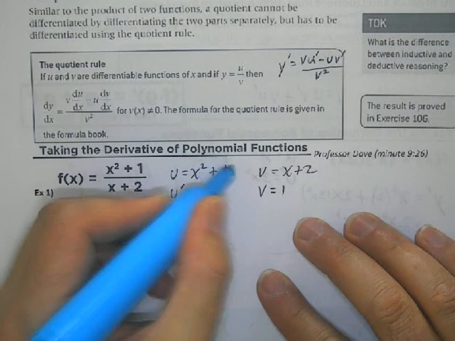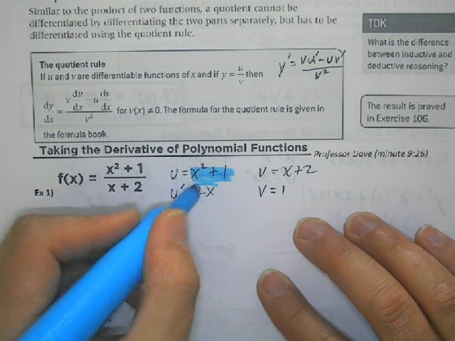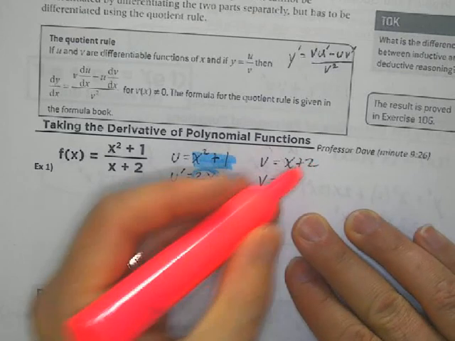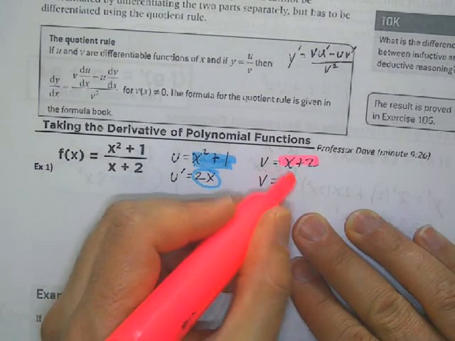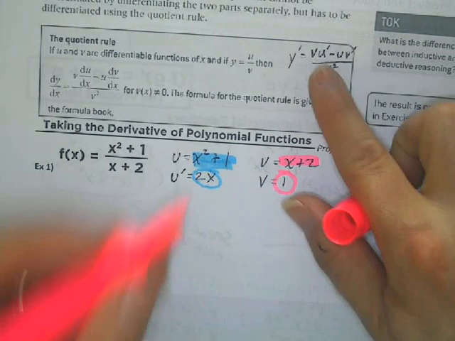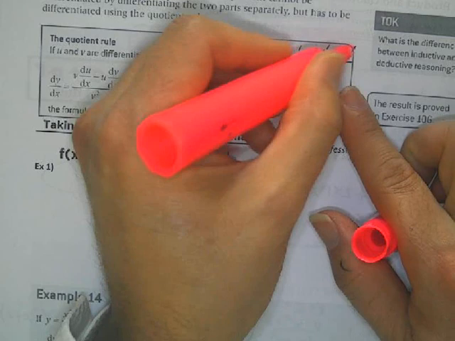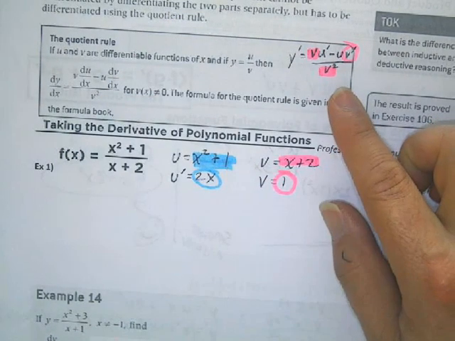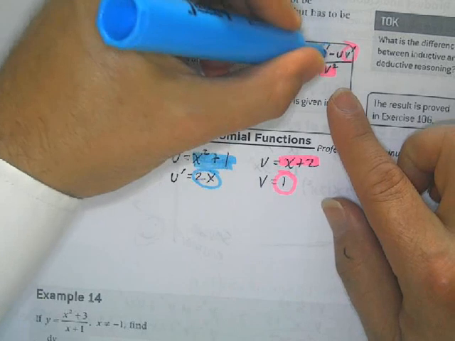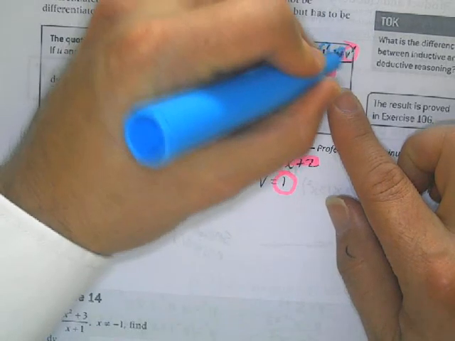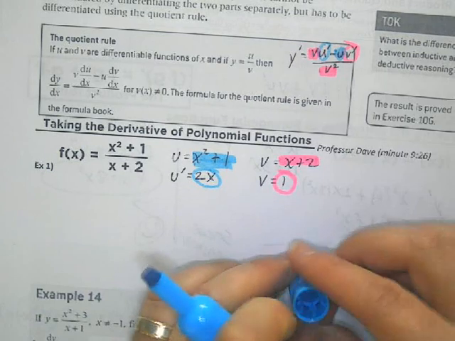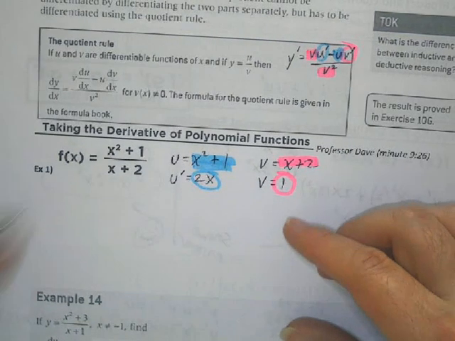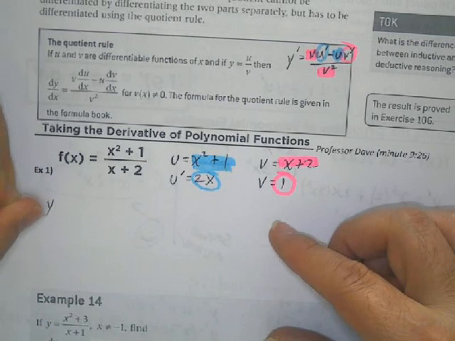Okay, so I'm going to use the same color coding I just did on the previous page. So here's my u prime, here's my v, and here's my v prime. So v prime, v squared, u prime, u. Okay, so I'm going to do it just like I did up here. I think the color coding will help. So let's do this here.